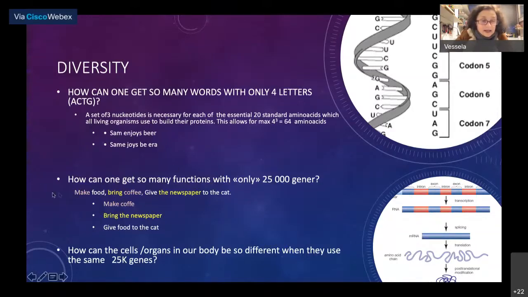And another example that I've tried, a little kind of mental riddle: if you write 3 commands, make food, bring coffee, give the newspaper to the cat, those can be combined in different ways to actually create the one, make coffee, if this is more urgent, or bring the newspaper, if that's what follows, or give food to the cat, dependent on what the environment is and what the different impulses are that bring the cells to use one or another mode of combination of these units. And the existence of exons and introns exactly gives us the possibility for that.